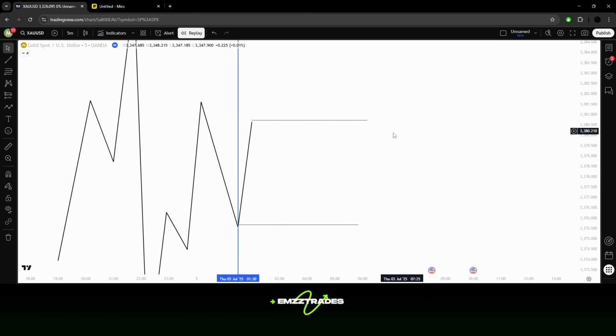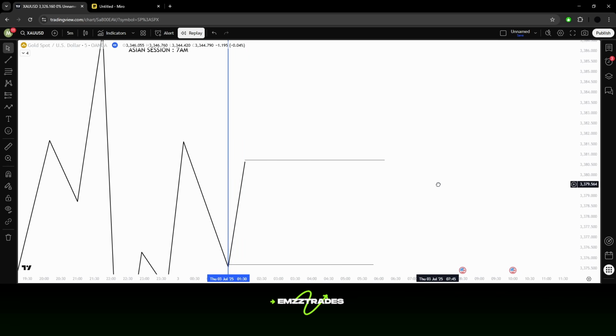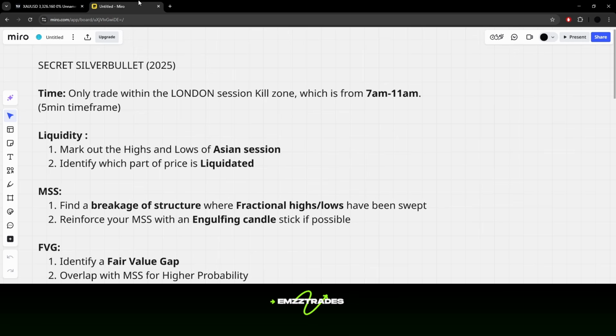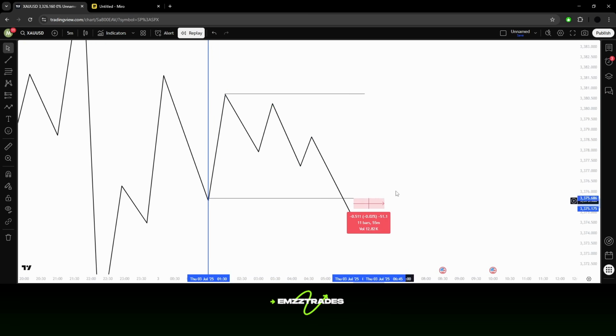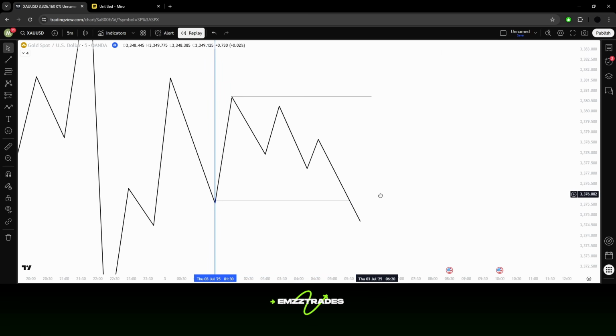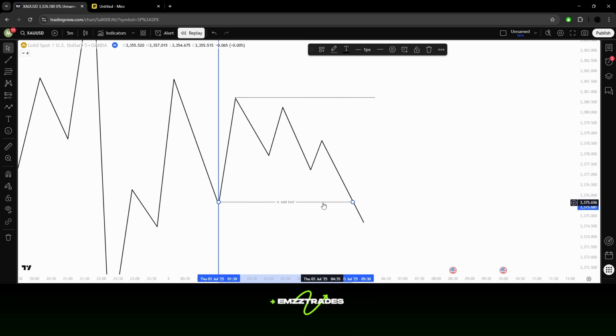And once we have these two marked out, all we need to do next becomes very, very easy and simple, right? We just need to wait for price to liquidate one of these two areas. So we're waiting for price to liquidate either the highs or the lows. Let's say it's gone down and liquidated the lows, because it hasn't done that in this video yet. This would be our liquidity sweep.